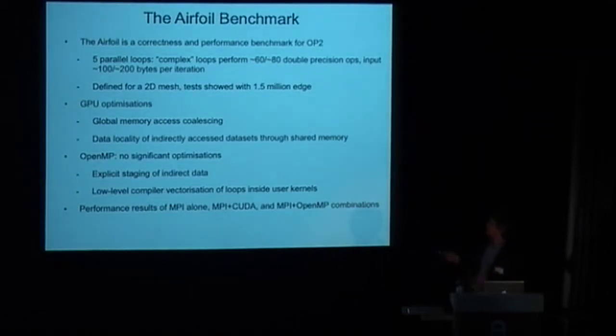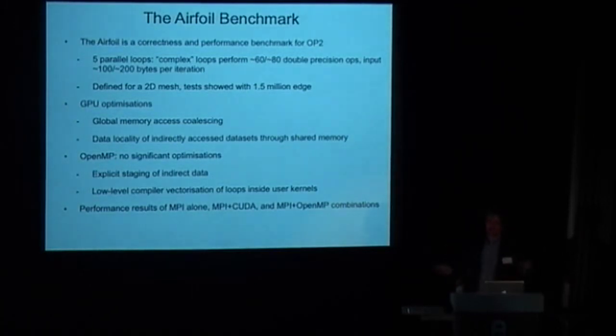So the airfoil is, let's call it, a correctness and performance benchmark of OP2. It's got 5 parallel loops, which are not really complex, 60, 80 double precision operations in a kernel, so per iteration element. Very few bytes to be staged, for instance, in the GPU implementation onto the shared memory. It's based on a 2D mesh, a two-dimensional mesh. I'm going to show you the case of 1.5 million edges, and 26 million edges, actually.